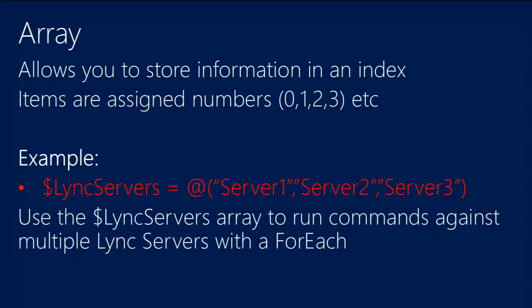All right, and the next thing is an array. An array just allows us to store information in an index. So I tend to think of arrays like an Excel spreadsheet or a CSV. It's just a list of things in columns, right? In this example, items are assigned numbers, so it does start with 0 and not 1. It's the only important thing to remember, or one of the things that might trip you up. And then there's an example here of $LyncServers equals @(server1, server2, server3). So what that did is we just created an array named LyncServers, and it has the values of server1, server2, and server3. Nothing too special. Then we can run a command against that array and do things multiple times, right?